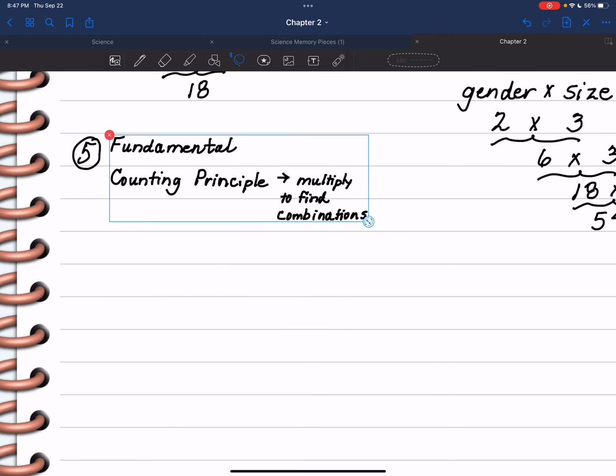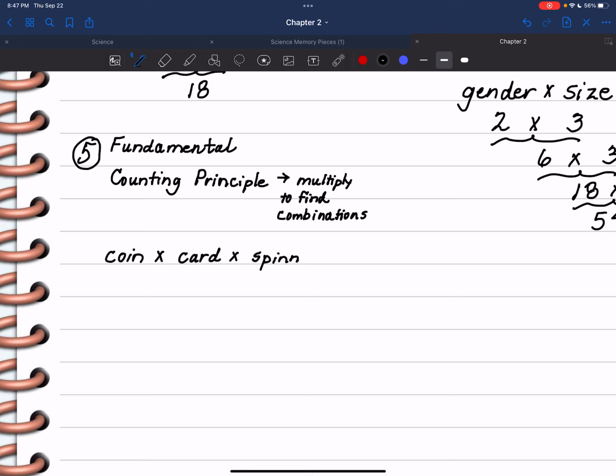Well, again, the fundamental counting principle will help us here. And we will have the coin times the deck of cards. I'm just going to call it a card. Times the 4-color spinner. So when you flip a coin, it's either heads or tails. There are 2 possible outcomes. From a standard deck of cards, you have 52 possible outcomes. And from a 4-color spinner, you have 4 possible outcomes.